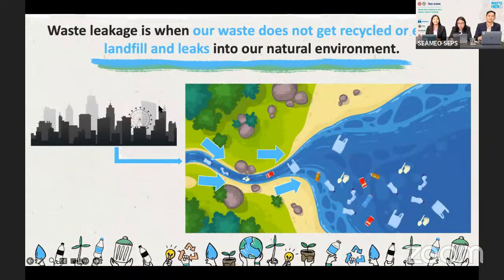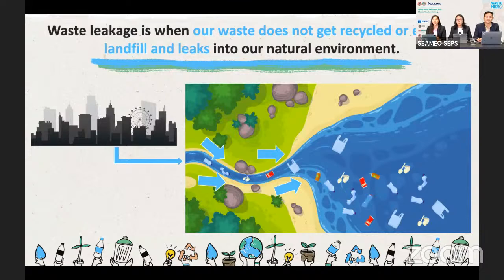Next slide, please. Okay, you can explain it to your student by using the PowerPoint on the website. It's very easy to download. You will see that waste leakage is when our waste does not get recycled or enter the landfill, and then it leaks into our natural environment. Most of the waste comes from the human land.